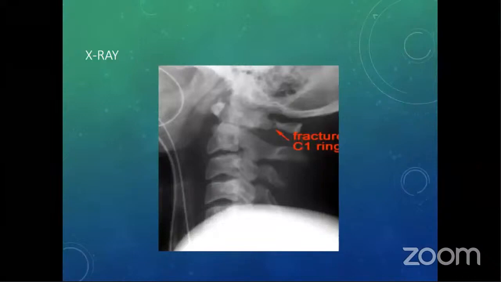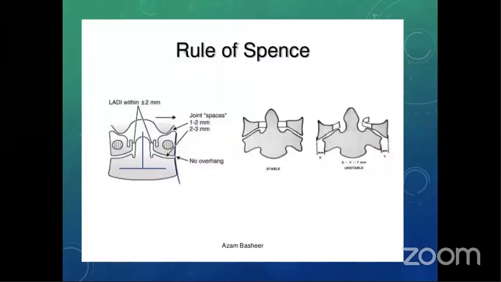Okay, so this is the X-ray cervical spine lateral view, where you can appreciate the fracture of the first cervical vertebra. We advise the open mouth view X-ray of the cervical spine to rule out fracture and also to rule out transverse ligament injury. Here we apply the rule of Spence, according to which if the lateral overhang bilaterally is more than 7 millimeters, then there is likely injury of the transverse ligament.